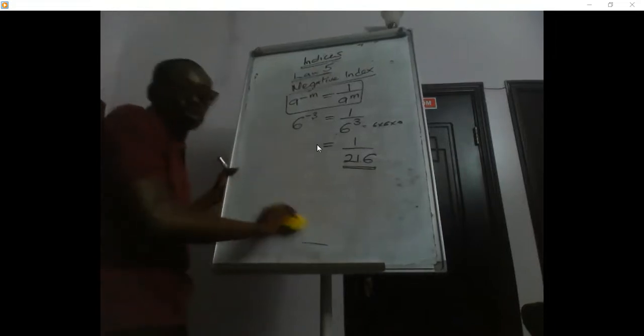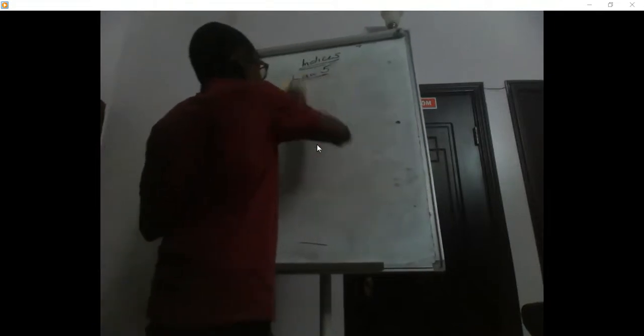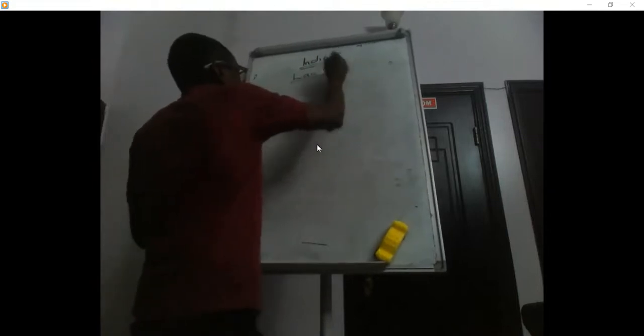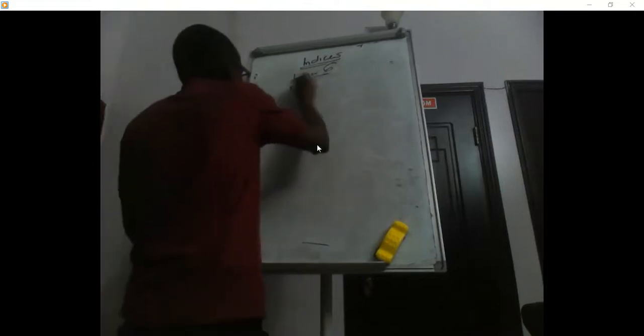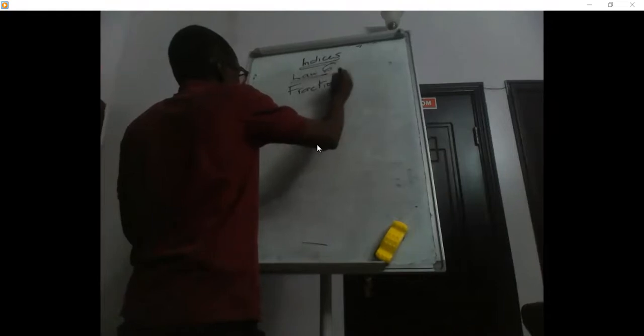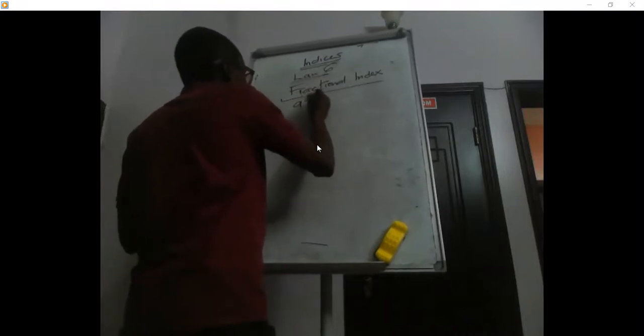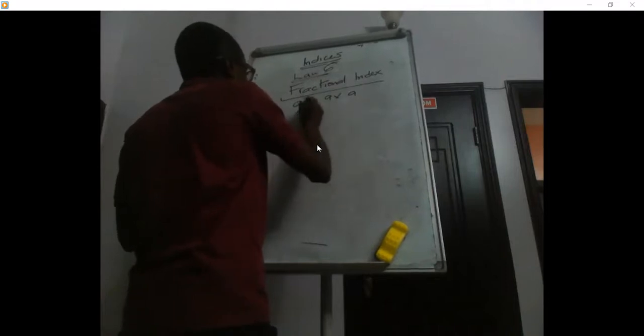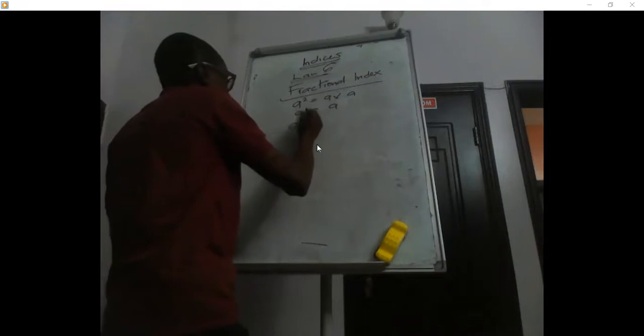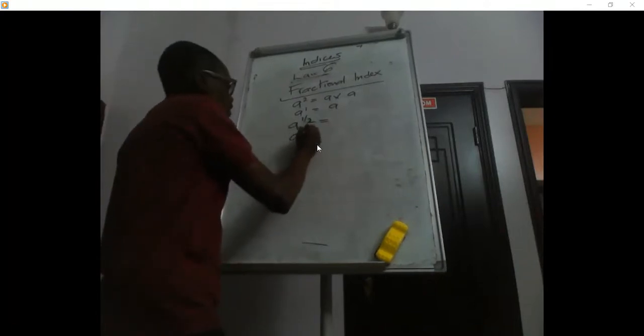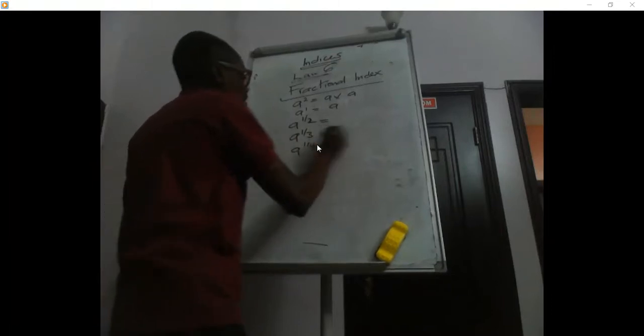So we're going to move on to the next rule. The next law, which is law 6, has to do with a fractional index. Like we said, a raised to power 2 actually means a times a, and a raised to power 1 is the same thing as a. However, when you have a raised to power half, a raised to power 1 over 3, a raised to power 1 over 4, how do we write this down?